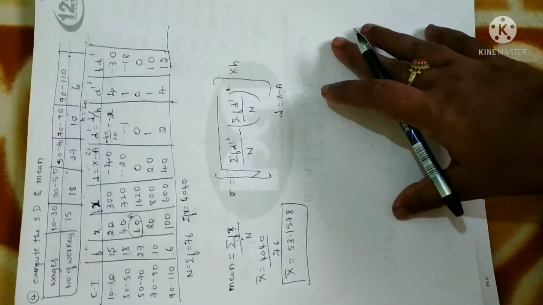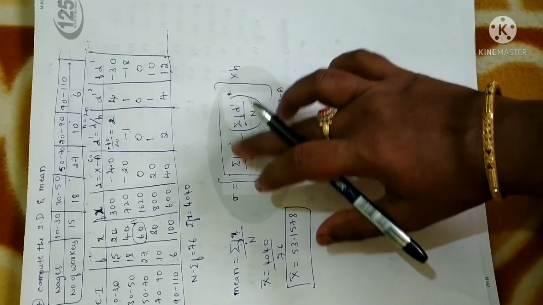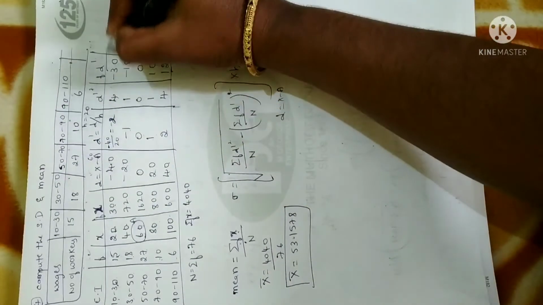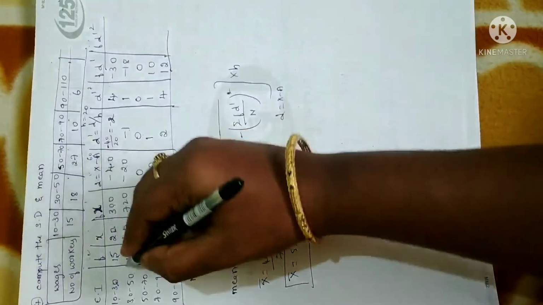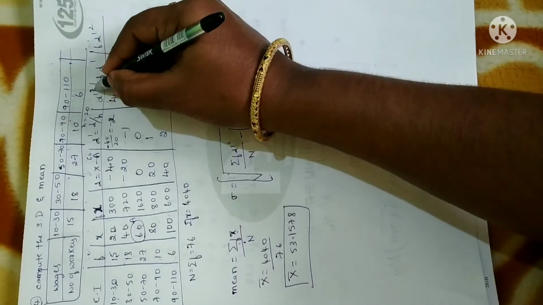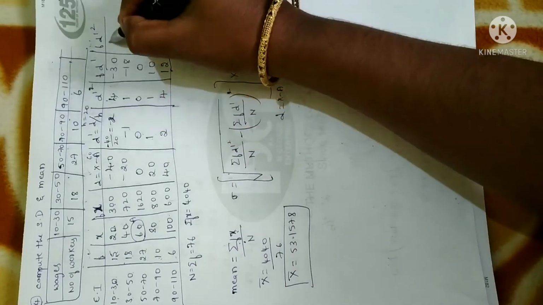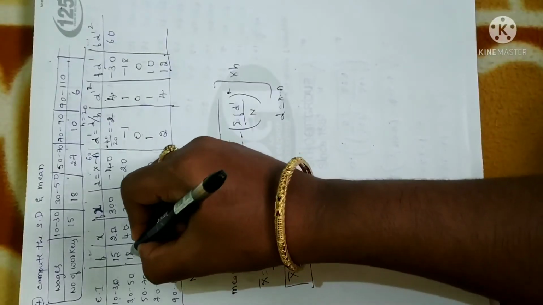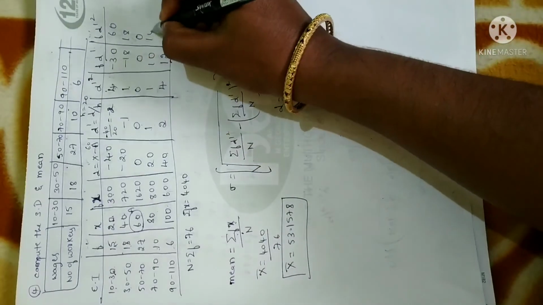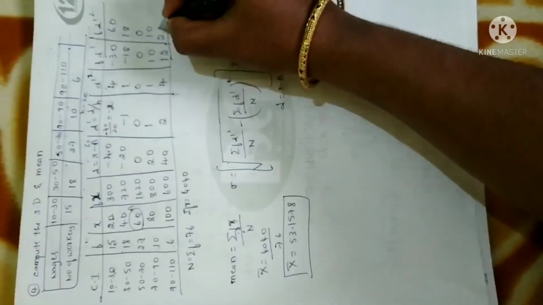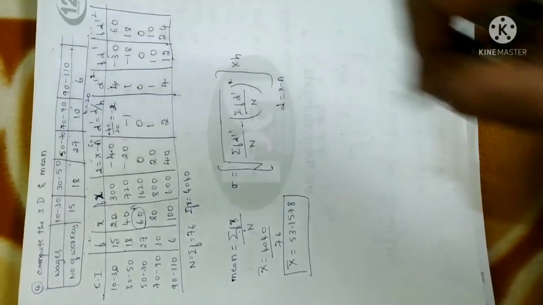Next, what else is required? F d dash I have done. F d dash square I needed. So f d dash square. F is here, d dash is here. D dash square is here. So you have to multiply 15 with 4. 15 into 4, 60. Next, 18 into 1 into 1, 10. 6 into 4, 24. So f into d dash square also calculated.